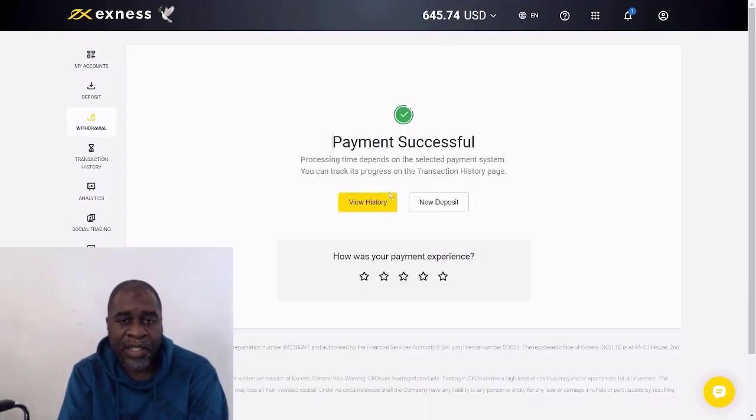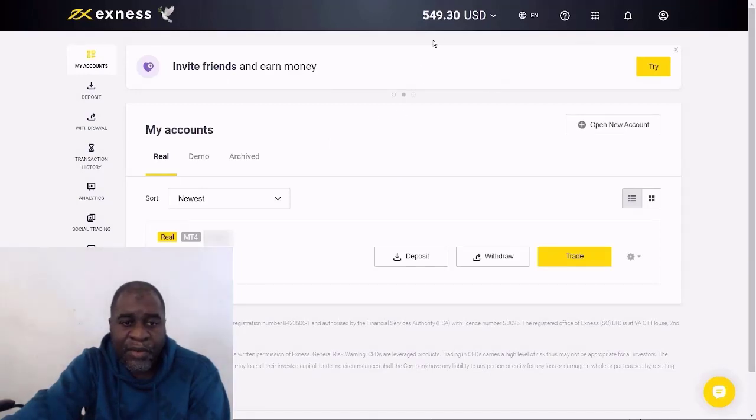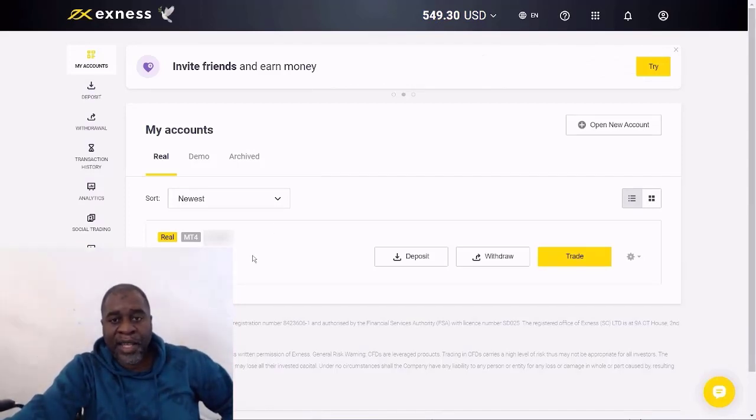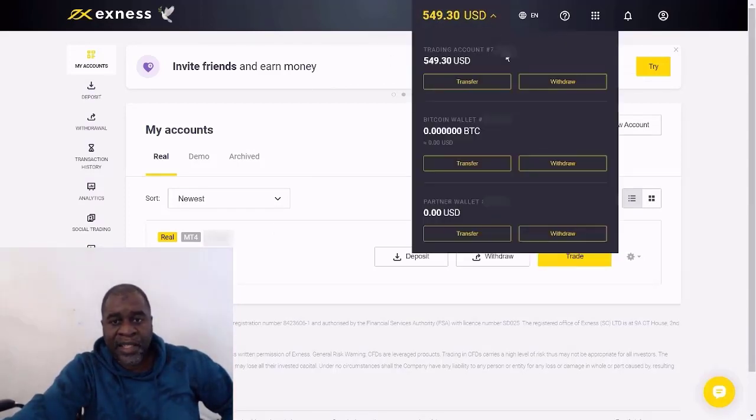Once I put in that code and confirm, now I'm going to withdraw from my Exness to Bitcoin. So the first thing I need to do, I need to move it from the fiat wallet to my Bitcoin wallet. So I'm going to click on that. So I'm going to click on transfer. So I've got 0 Bitcoin.